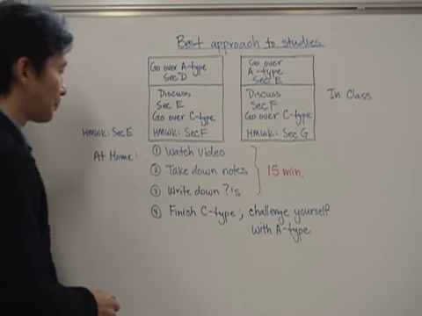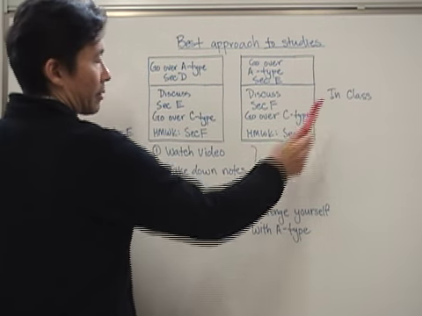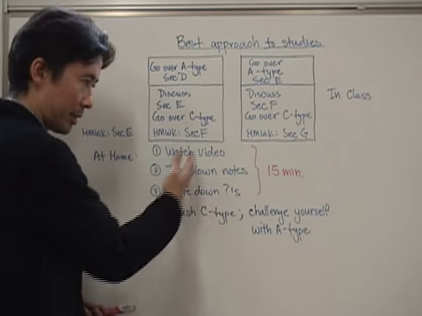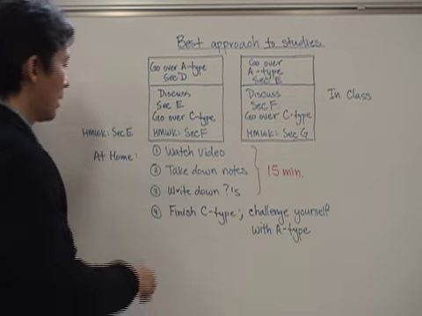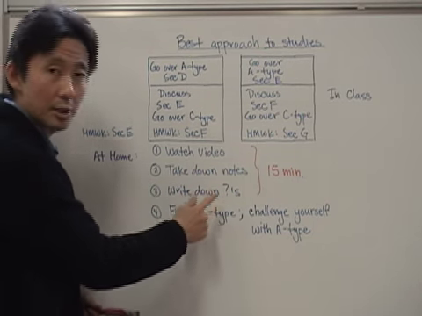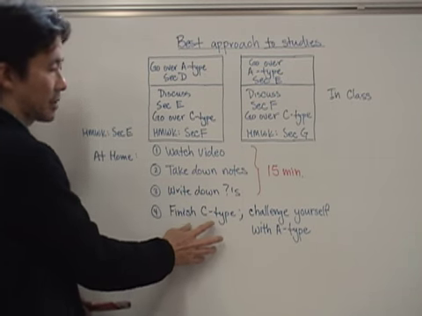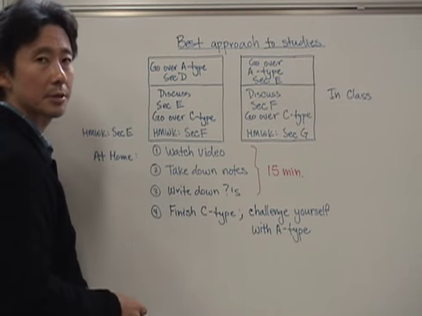Okay? Now, let's just go ahead and see how this incorporates with what we do in class, to show how, if you follow this, then we will actually be able to make the most of the time that we have together. Say for example, we looked at section E, you watched the video, you took down the notes, you wrote down the questions, and you finished all the C-type questions for section D. Okay, and you challenged yourself with A-type questions.